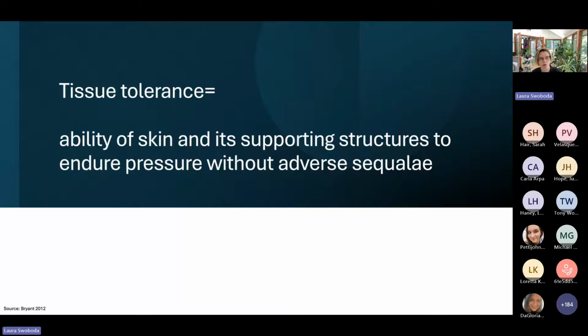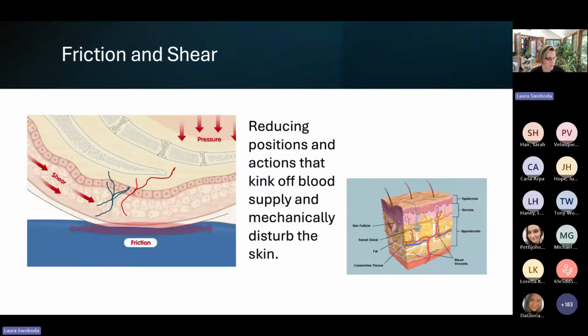And so we're going to have altered tissue tolerance based on where it is in the body, but also based on the patient itself. So when we talk about tissue tolerance, we talk about the ability of skin and its supporting structures to endure pressure without adverse sequelae. So can your skin hold up to the forces that it's enduring? And here's my extremely professional squiggly line drawings of our blood vessels in our skin and subcutaneous tissue.